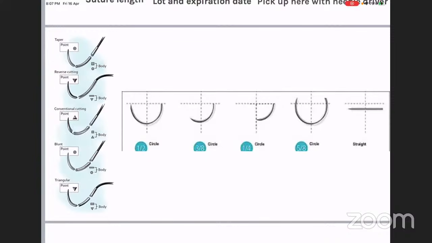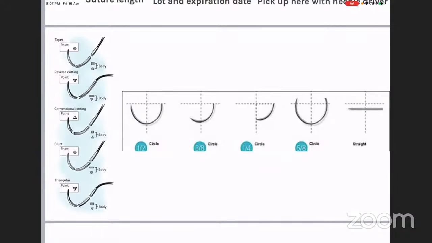Based on how large the needle is, it can form one half of a circle, or 3/8 of a circle, or even 1/4 of a circle, or more than half, that is 5/8 of a circle. And rarely you can have straight needles. Straight needles are generally not used much in contemporary surgical practice. So this is based on the configuration of the needle.